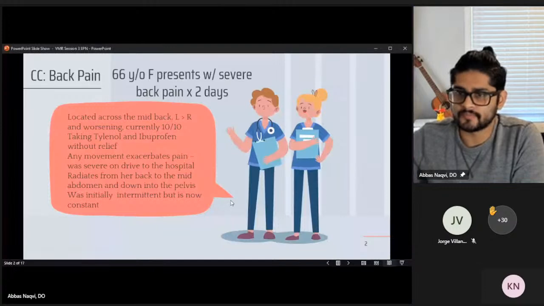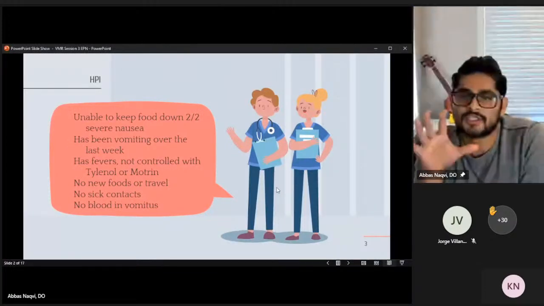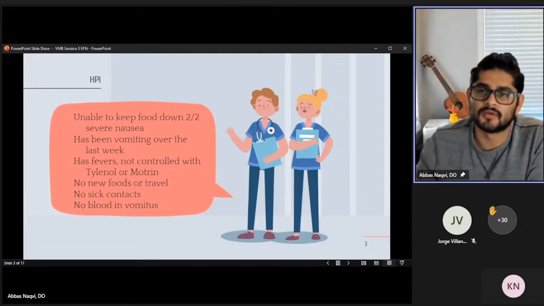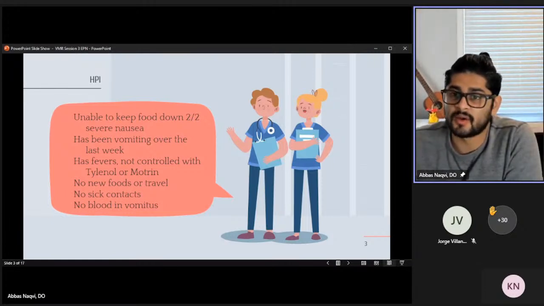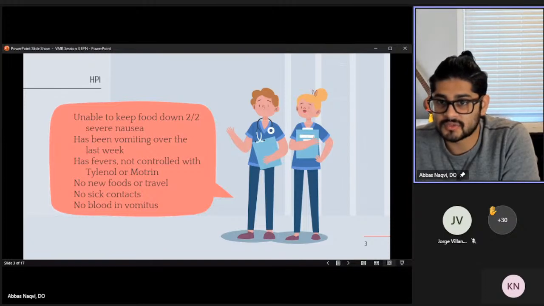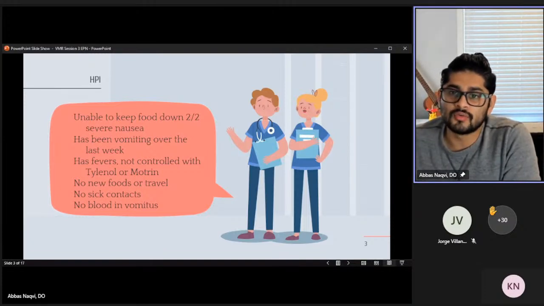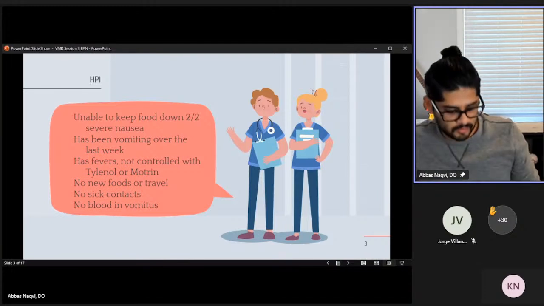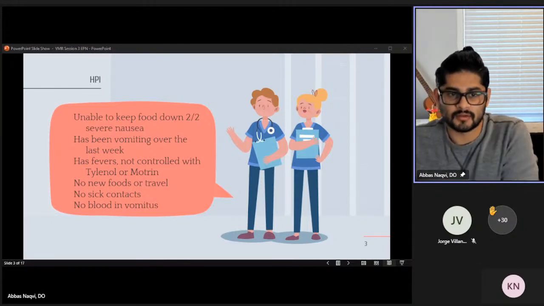Okay, so she's been unable to keep food down, secondary to severe nausea. She's been vomiting over the last week. She's had fevers that are not controlled with Tylenol or Motrin, so that's the ibuprofen. She has no new foods or travel, no sick contacts, and no blood in her vomitus. Okay, so any thoughts about that at all?